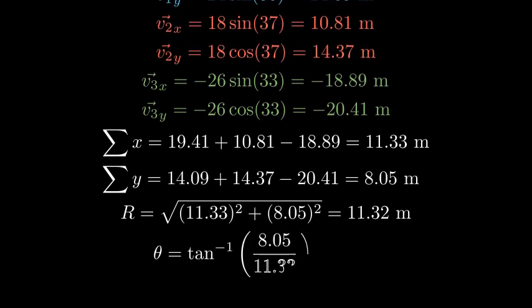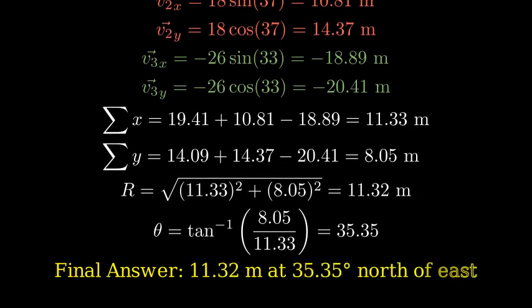For the direction, we use the inverse tangent of y over x components. The inverse tangent of 8.05 over 11.33, which gives us 35.35 degrees north of east. Therefore, the resultant displacement is 11.32 meters at 35.35 degrees north of east.